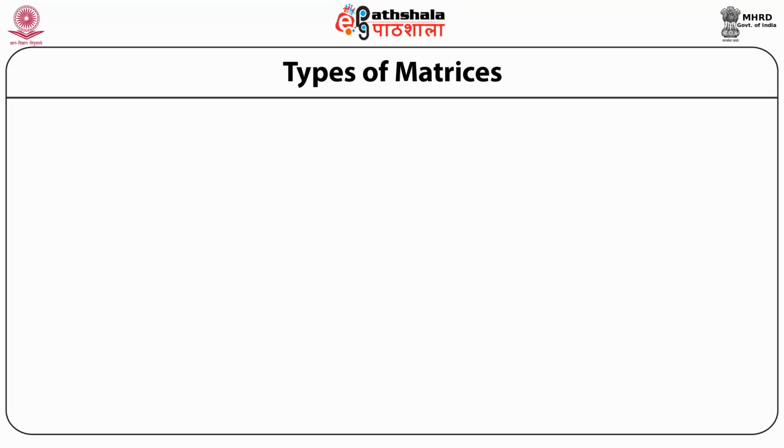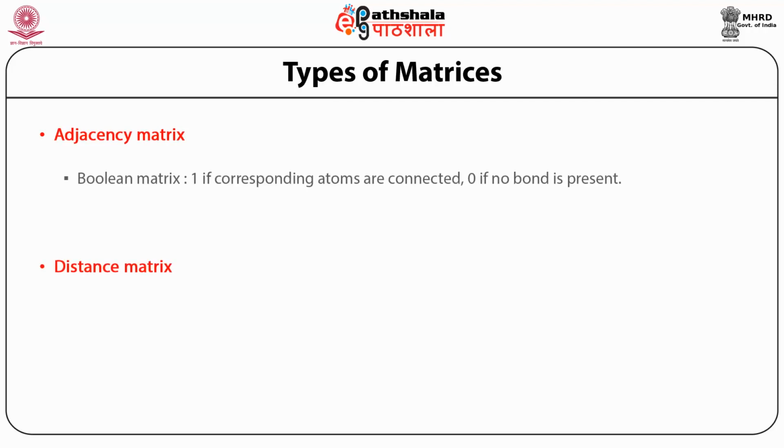There are two very important matrices which use all the chemical information, and almost every searching and similarity can be done by using the adjacency matrix and the distance matrix. The adjacency matrix gives a Boolean matrix. It gives 1 if two atoms are connected. If they are not connected, it is 0. It does not provide any concept of the bond order, that means whether it's a double bond, single bond, etc.